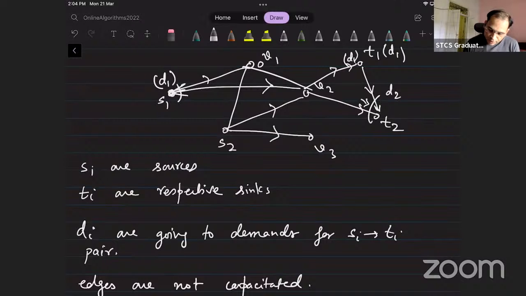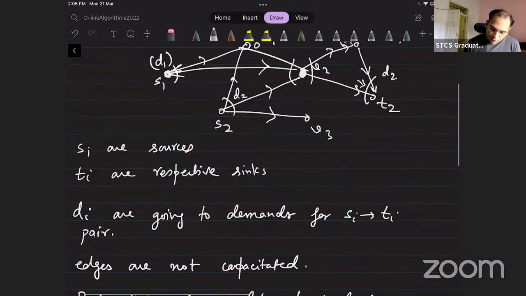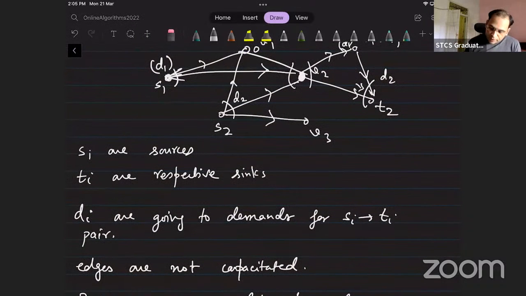There are two edges coming into T2. And similarly, there are three outgoing edges on S2. The total demand out has to be D2. And on any other vertex, which is not a source or destination, the net flow in and the net flow out should be equal to 0. The difference between the net flow in and net flow out should be 0. All right. So this is what we mean by demand being satisfied.